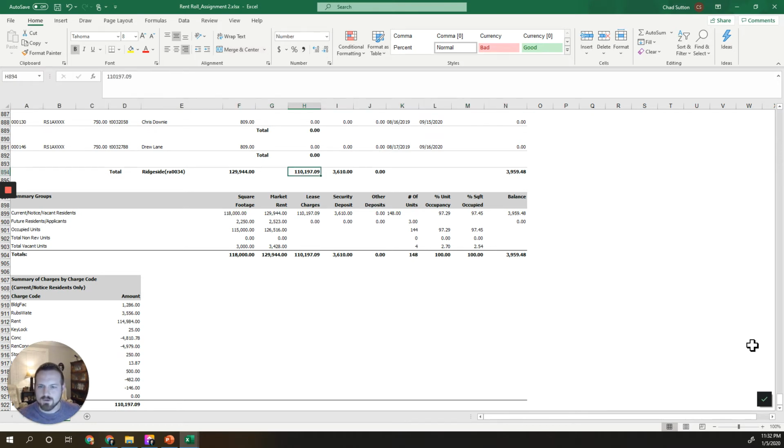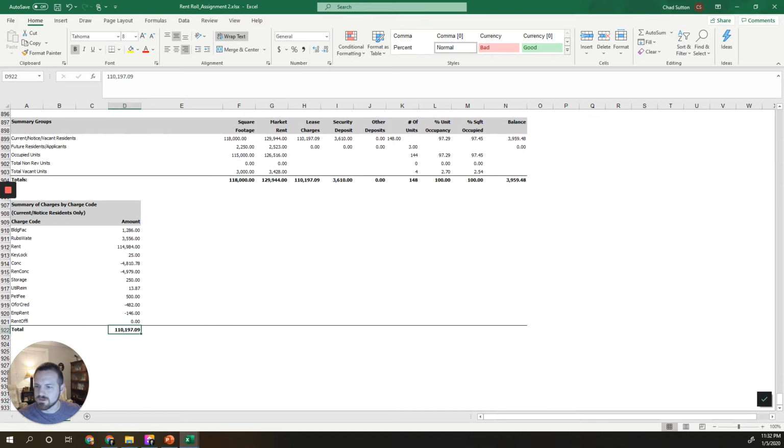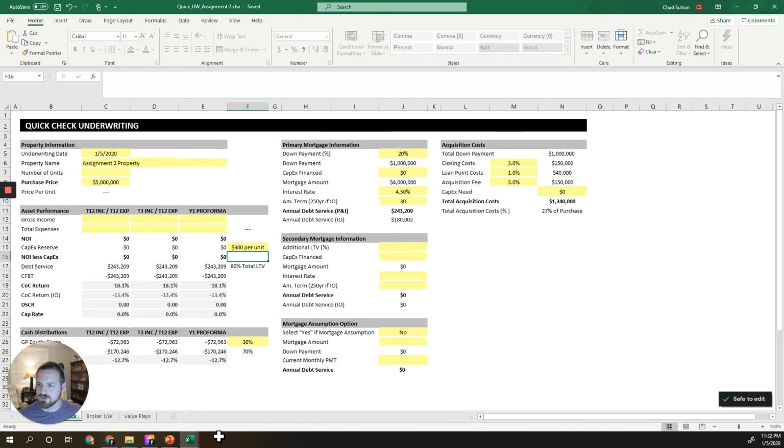So we're going to go with this 110,197. This looks to be kind of the all-inclusive number, including all the rent and all the charges. Here we go, down below. I'm an idiot. We have all of our charges summed into this. So that's kind of our total monthly income on this property. So let's go ahead and take that over before I confuse myself again.